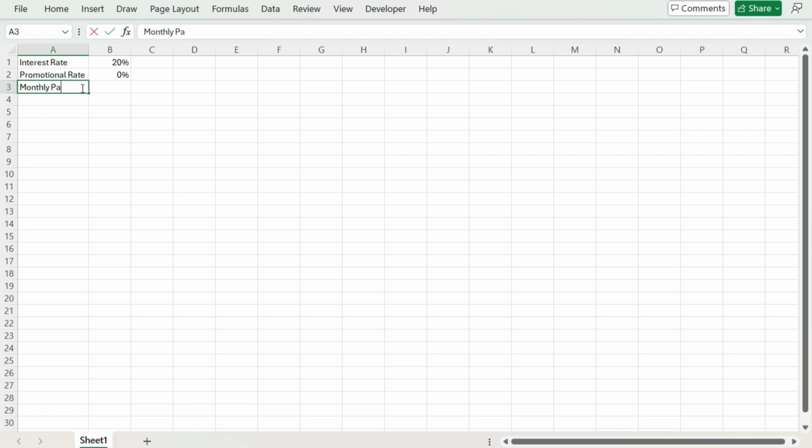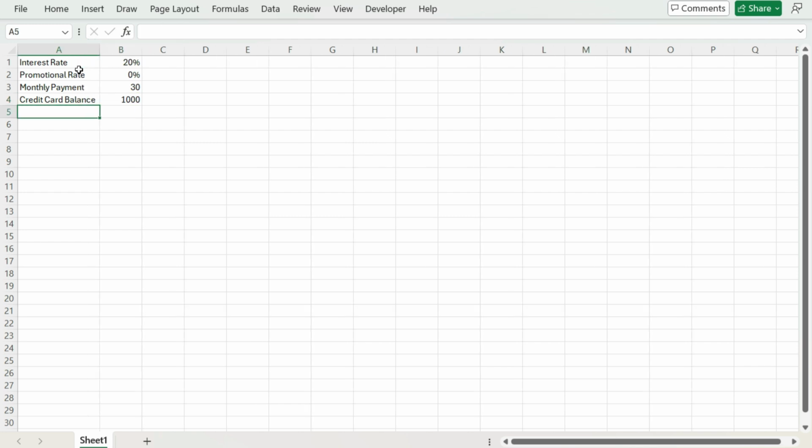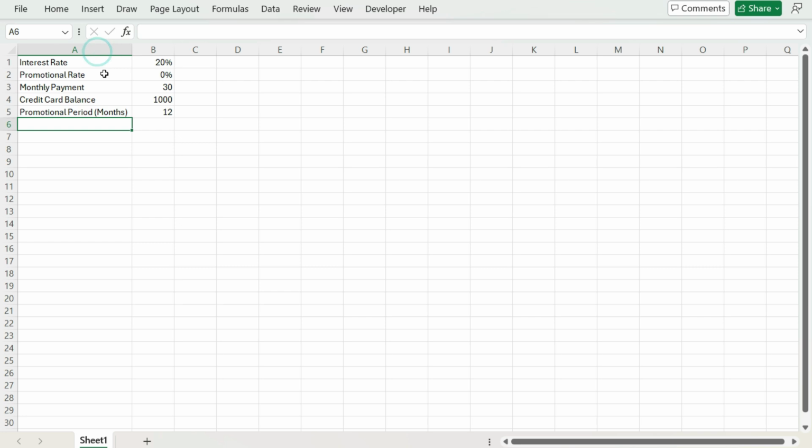Let's also assume that we're making monthly payments of $30 a month on our credit card balance of $1,000. So about 3% of the balance. And then let's set our promotional period in months to 12 months. And lastly, let's also consider the balance transfer fee. And this normally will be a percentage of the balance. I'm going to say 4% of the balance.